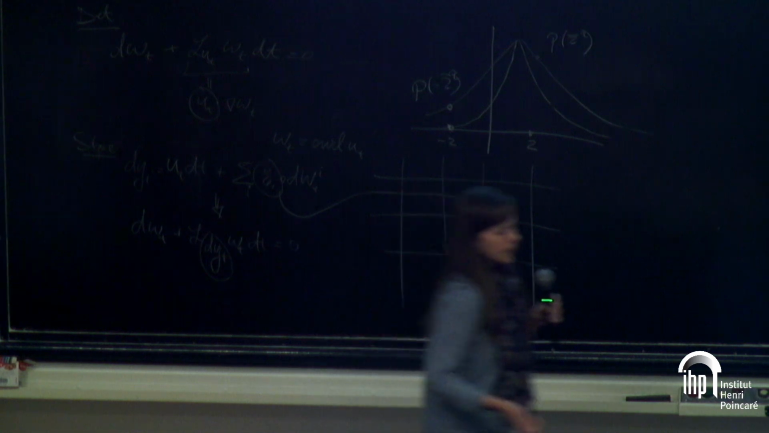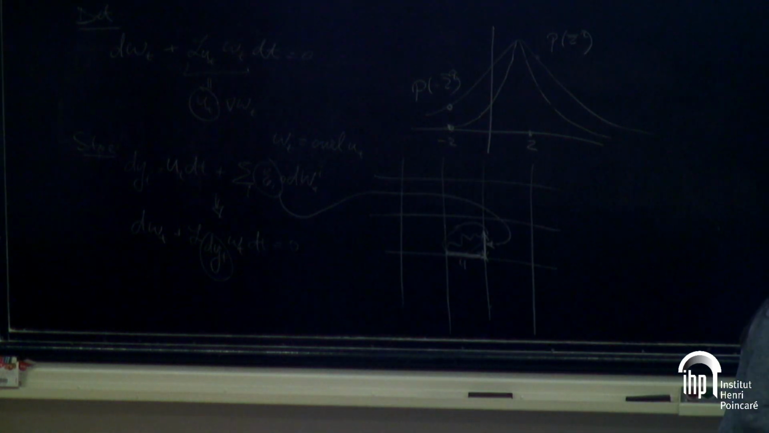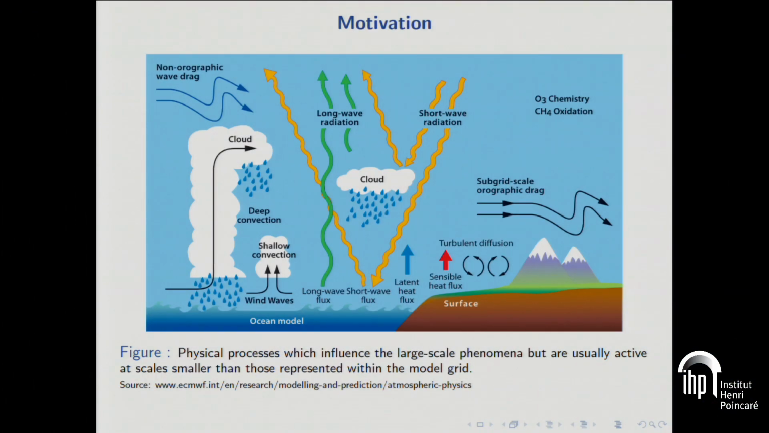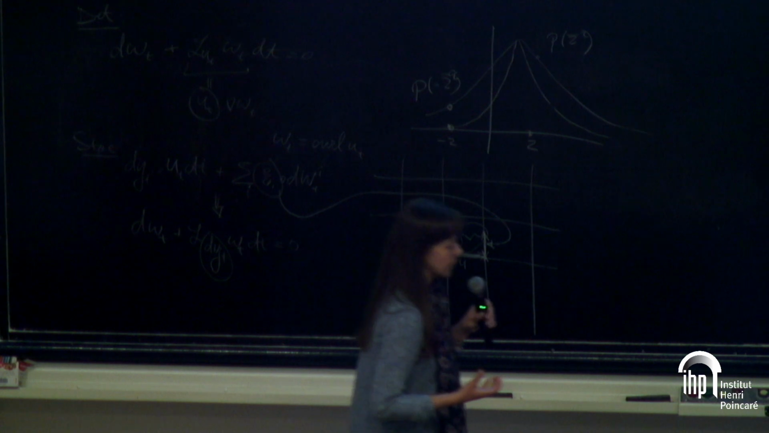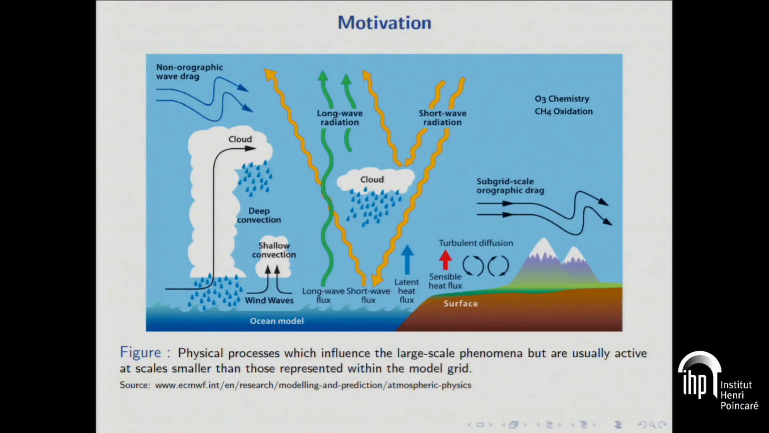Now, these are some examples of processes which are of this type, which are usually active at a scale which is smaller than the scale of the grid. I have stolen the picture from ECMWF.